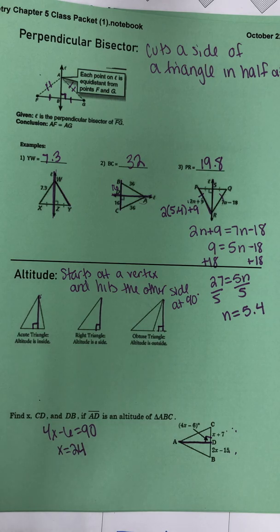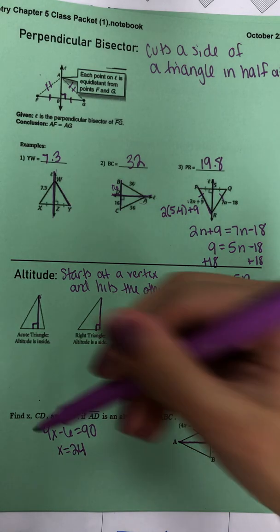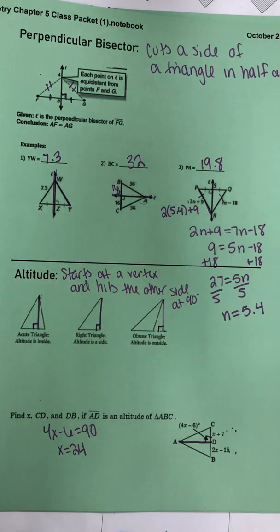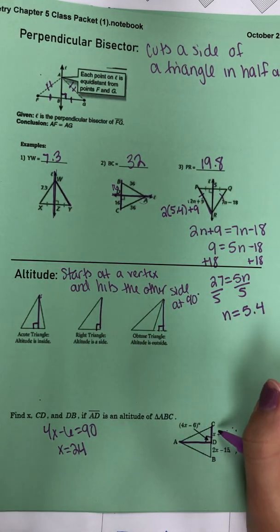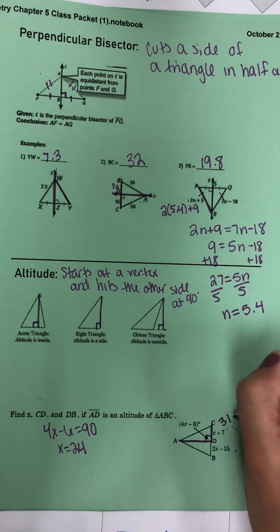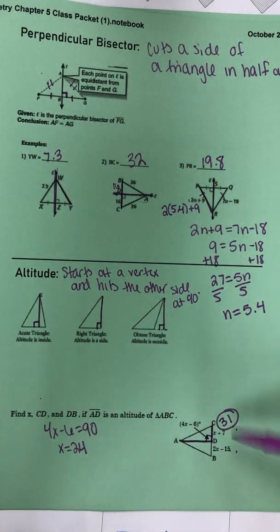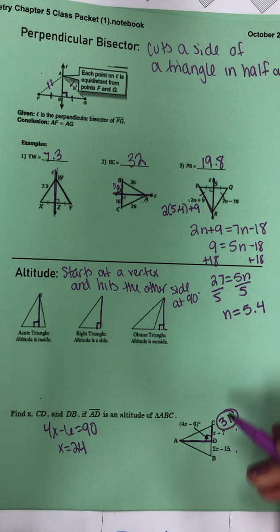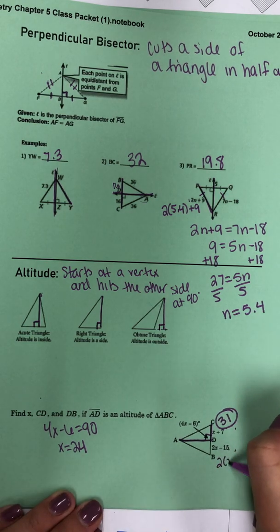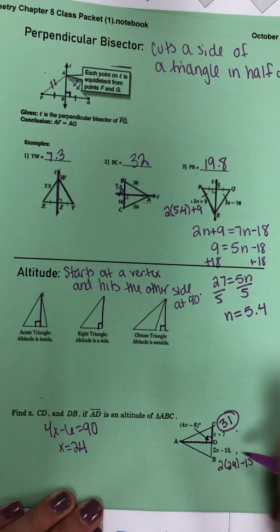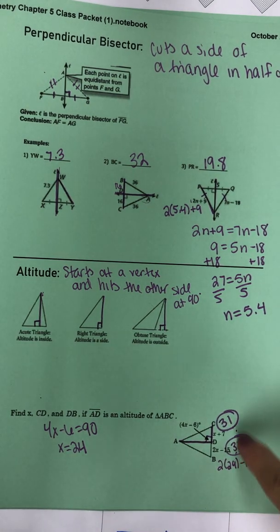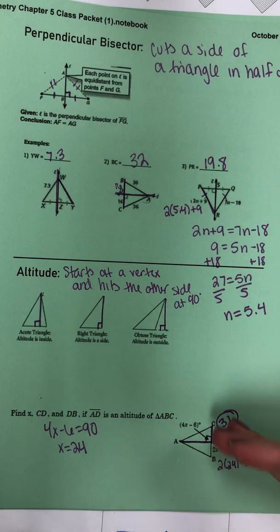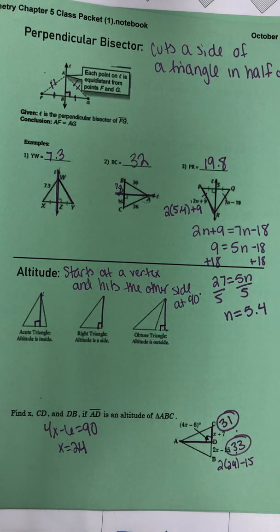So there's a part of my answer, but I'm not done because it also says find the length of CD and DB. So CD is x plus 7, so I'm gonna plug in 24. 24 plus 7 gives me 31. And then it also says find the length from D to B. So I'm gonna plug in 24 again. 2 times 24 minus 15, which will give me 33. And again, those are not gonna be the same length because the altitude does not cut it in half. So there's the last one.